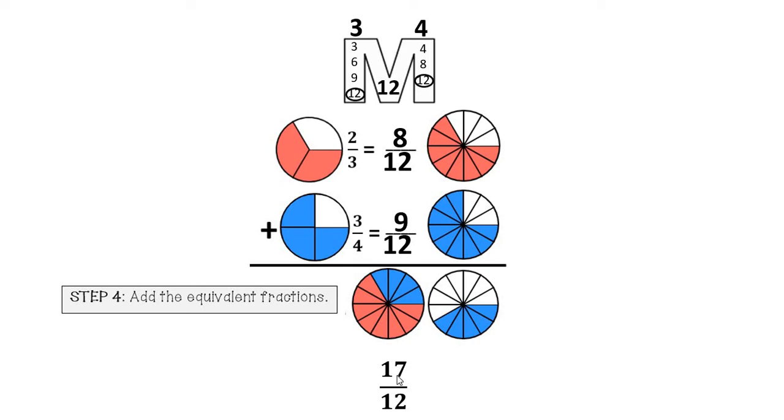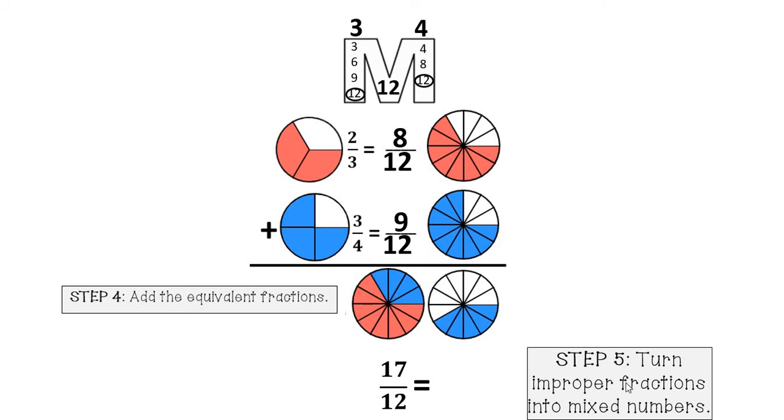Mathematically, 8 plus 9 is 17. So as an improper fraction, this is 17/12 that we see here. And then using that picture, you can quickly turn that into a mixed number, as our step 5 is. We can see we have 1 whole, and then we have 1, 2, 3, 4, 5 leftovers. So it would be written as 1 and 5/12.